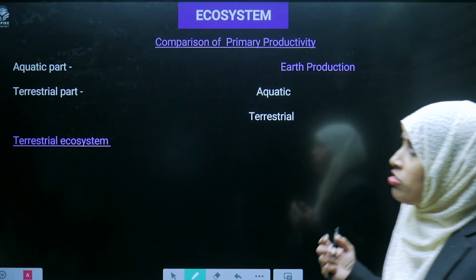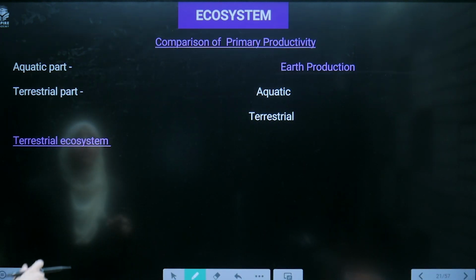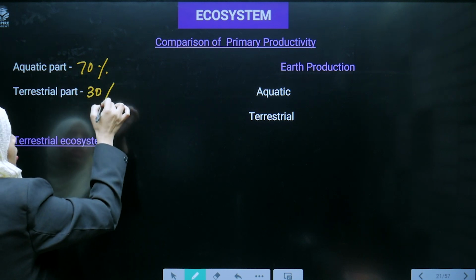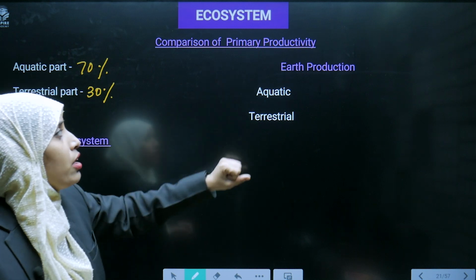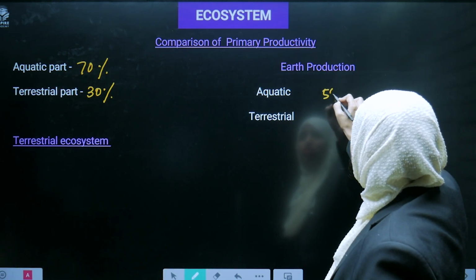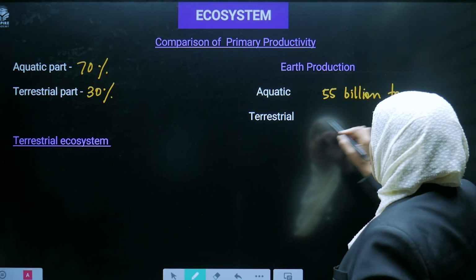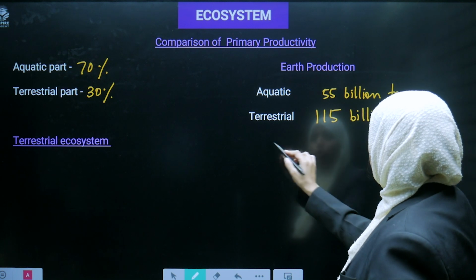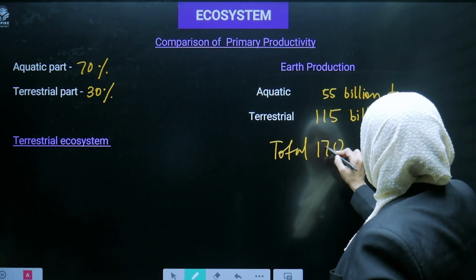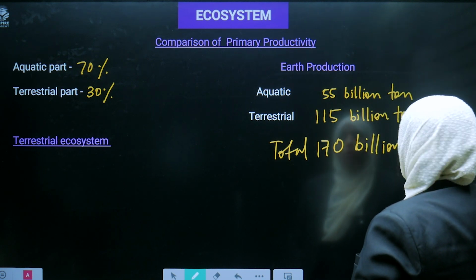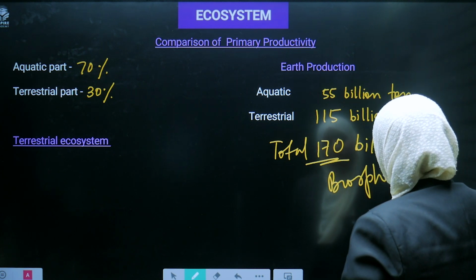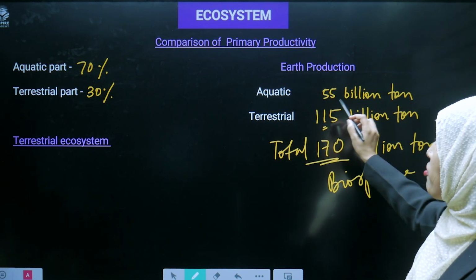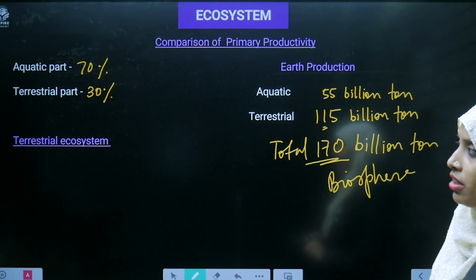So simply we can see if we compare the primary productivity. The aquatic part of the Earth's surface is 70% water, and the terrestrial part, land, is 30%. And if we see the production, the aquatic part produces 55 billion tons, and the terrestrial part 115 billion tons. So in total, 170 billion tons in the biosphere. The total production in the biosphere is 170 billion tons, and in that 170, 115 is produced by the terrestrial part, the land, and only 55 billion tons is contributed by the aquatic medium.